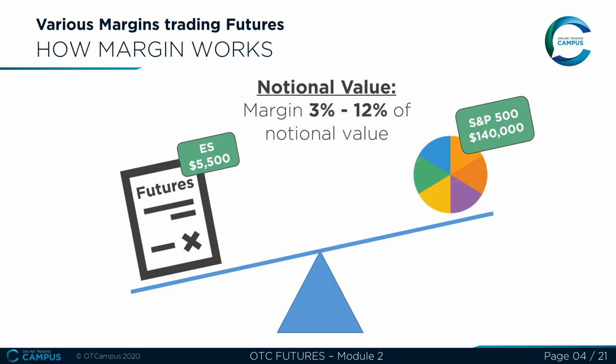In other words, if you wanted to buy a portfolio that reflected the S&P 500 with the same value as an ES contract, you would have to invest $140,000.